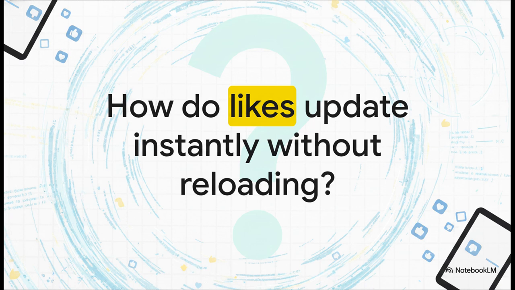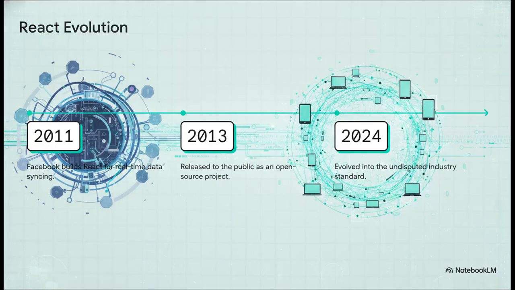Facebook actually faced a massive real-time data syncing issue with this. Users were uploading photos, but their friends wouldn't see the updates or the like counts change unless they manually hit refresh on their browsers. To fix that incredibly frustrating lag, Facebook built React back in 2011 specifically to solve their own internal data syncing headaches. And it worked out so perfectly that by 2013, they decided to release it to the public as an open source project. Fast forward to 2024, and React has evolved from this simple internal fix into the undisputed industry standard for global web development.